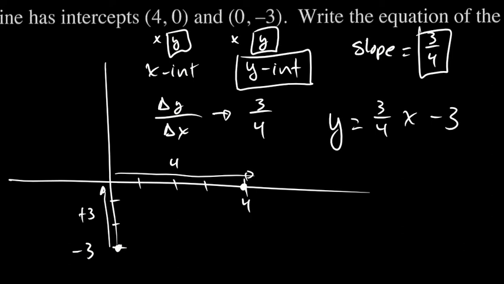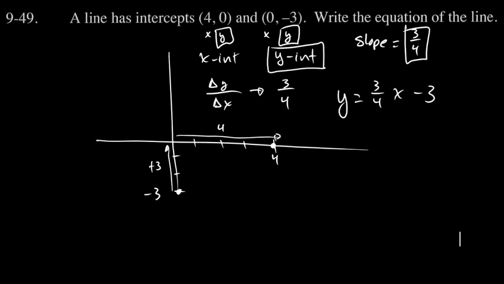And just as a quick check, when I plug the number 4 into that, right, 4 times 3/4 becomes 3, and 3 minus 3 is 0. And if I was to plug in x is 0, this whole term goes away, right? And I'm just left with y is -3. So both of those points check as well.